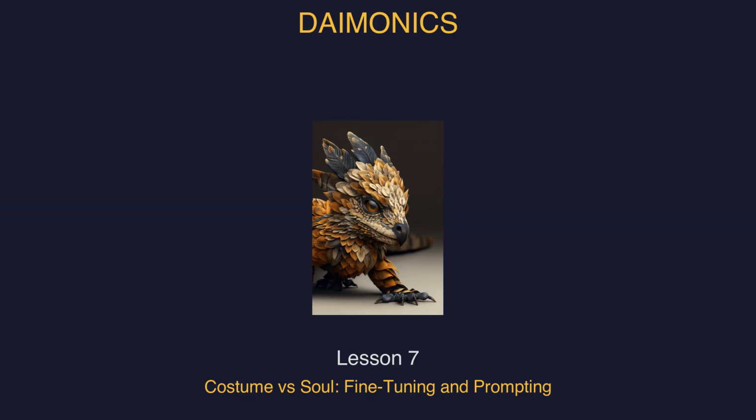We've got a really brilliant stack of sources to go through. At the center is lesson number 7 from the Daimonics curriculum. Yeah, it's a great one. It's got this incredibly provocative title, Costume versus Soul, Fine-Tuning and Prompting Artificial Minds. We're also pulling from 5 foundational academic papers that the lesson references.